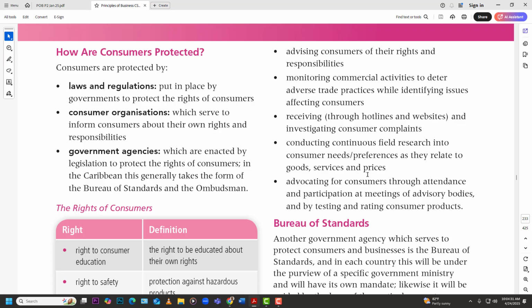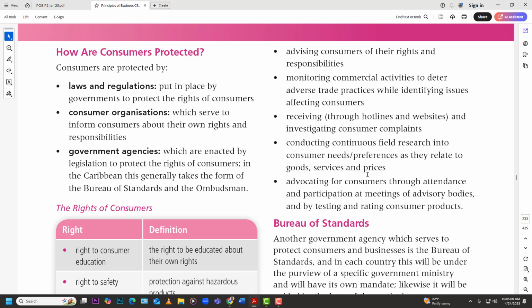Next one, conducting continuous field research into consumer needs and preferences as they relate to goods, services and prices. So they are there to keep doing the research, see what's happening, see what consumers like, do surveys and questionnaires to understand what consumers want and what they prefer, and then they can relay that back to the businesses to help them improve their goods, their services, their prices, etc.